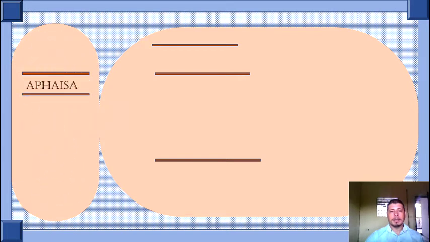And then the next presentation, and the last one we have, is aphasia. And what is aphasia? According to the definition, a language disorder produced by damage to the brain, either the Broca's area or the Wernicke area.